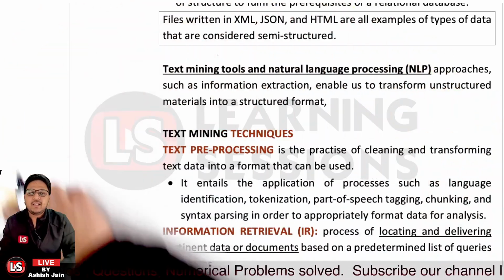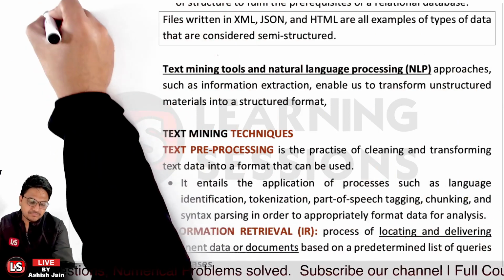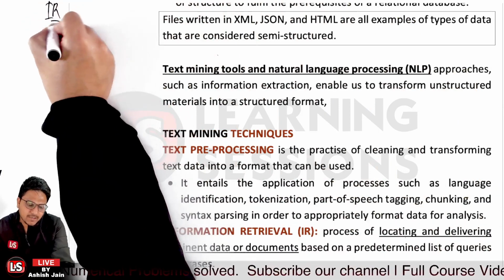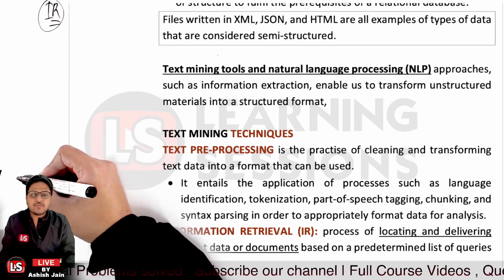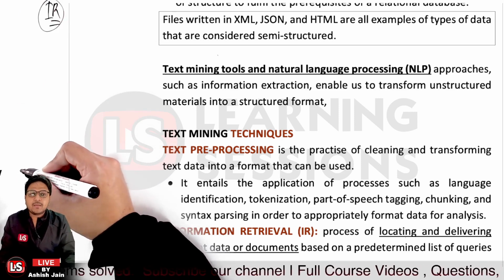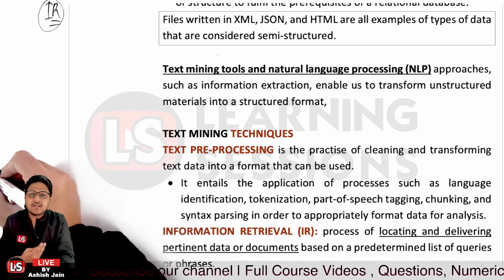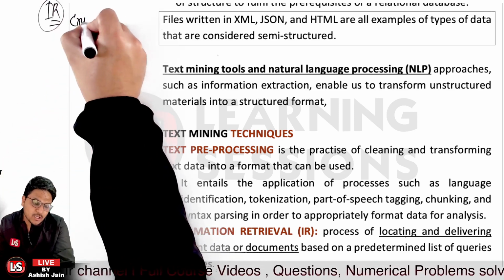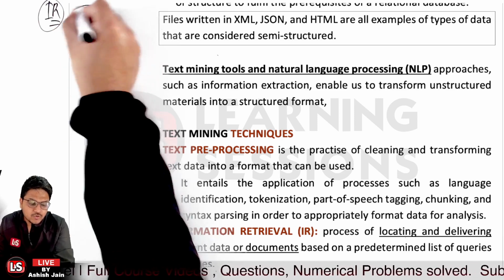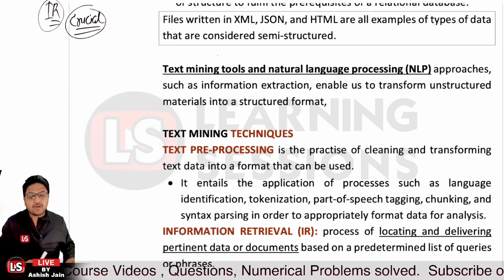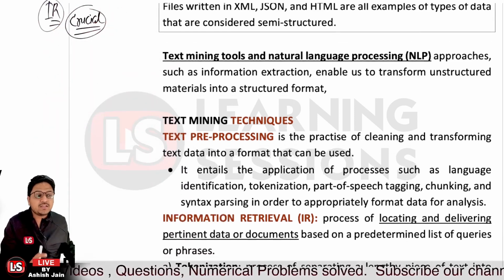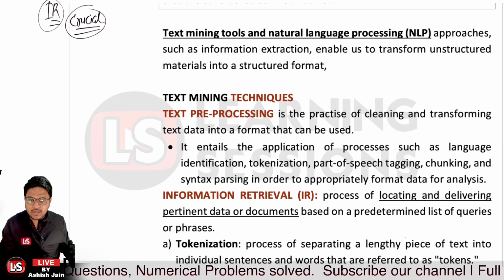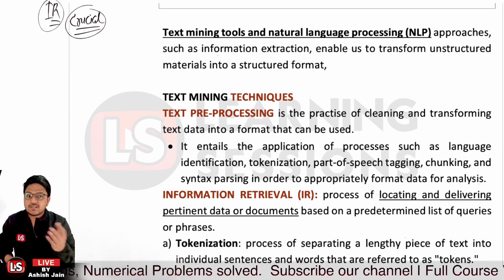The other one is related to information retrieval, that is said to be IR. Now, what is information retrieval? In case of information retrieval, it is the process of locating and delivering the pertinent data. So let's say you are having some important or crucial data, and out of it you are basically looking for those particular patterns, right? You were already having queries, you are having different phrases out there. Based upon that, basically you want to fetch the data out of it.